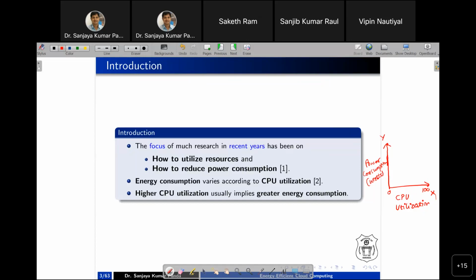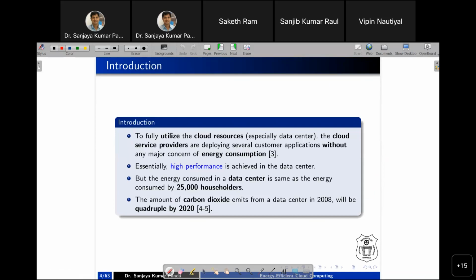Such observations we want to make in order to decide how to build an energy efficient system. Now, let us see some facts related to this energy. In order to utilize the cloud resources, especially in a data center or workstation, or the devices used in the data center, the CSPs are deploying several customer applications without any major concern about energy consumption. Initially, everyone is trying to increase the CPU utilization. They are not concerned about energy consumption, right?